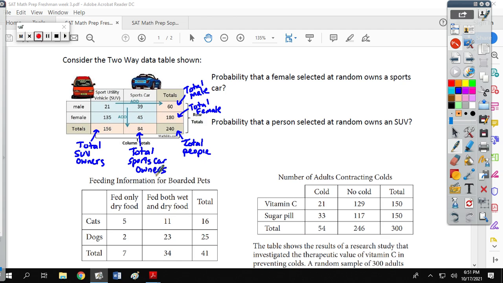Okay, now we're going to be asked probability questions about these on the SAT, so we have to make sure that we're paying very close attention, because it will ask you a question that says, what is the probability that a female selected at random owns a sports car? So the second we see the words a female, that tells us that total females is our denominator, which means that we should be focusing only on the female row.